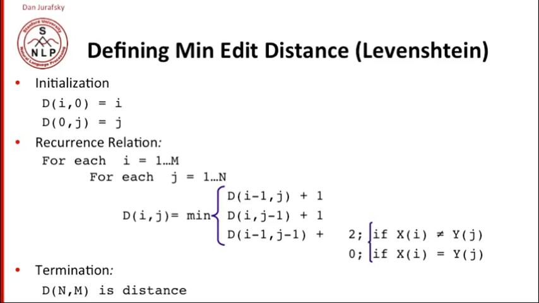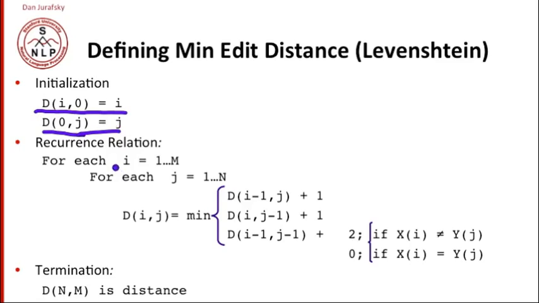So let's look at the initialization condition. We first say that for the i characters in the x string, the distance between those and the null string in y is the cost of deleting each of those characters. So the cost of those is the length of the string. Similarly, for inserting all the characters into y to create the string y, the distance between the null string of x and the string y is just the length of y, the insertion cost of y. And then we'll do the recurrence relation.